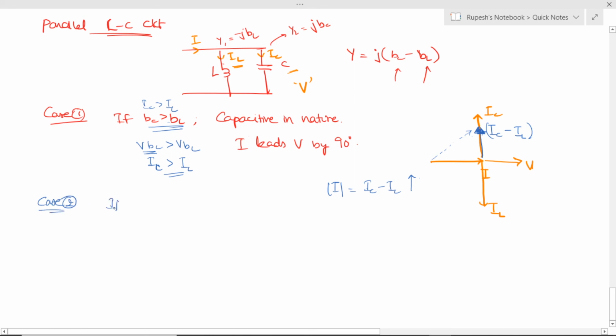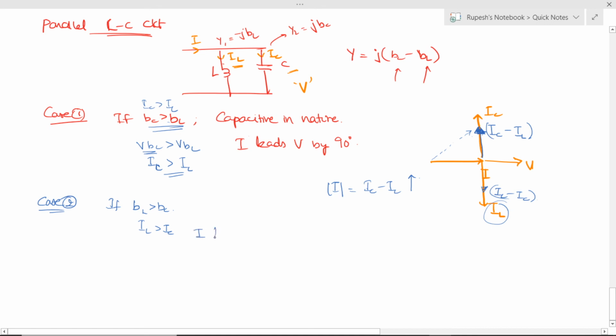So coming to case 2. In case 2, if BL is greater than BC, the same occurs here, whereas the change is that as BL is greater than BC, IL will be greater than IC. The downward value will be more, and the resultant current becomes IL minus IC.